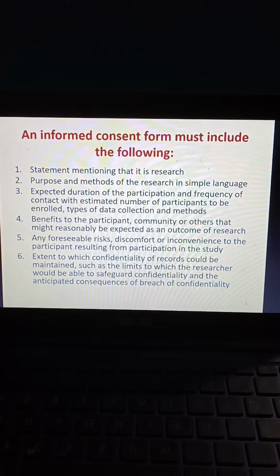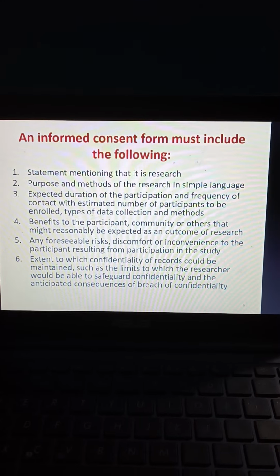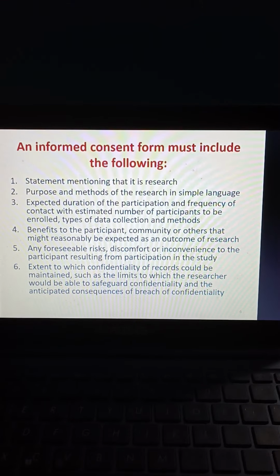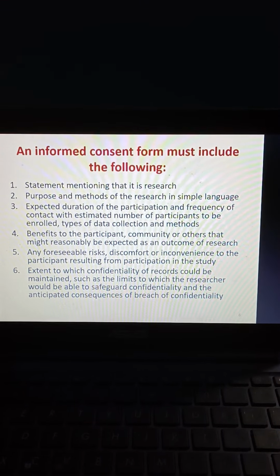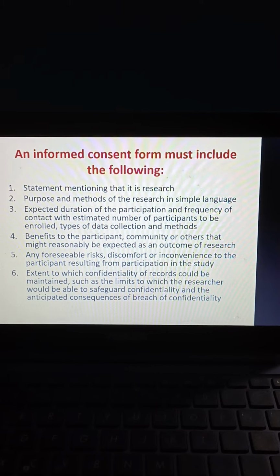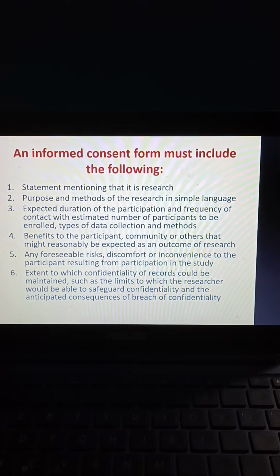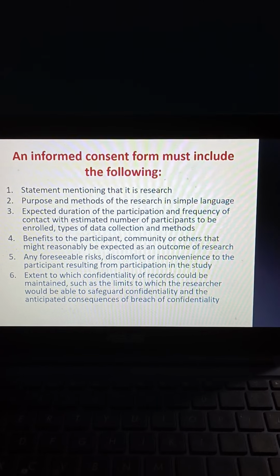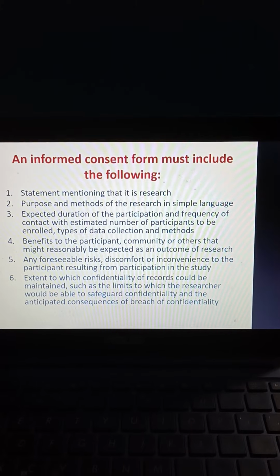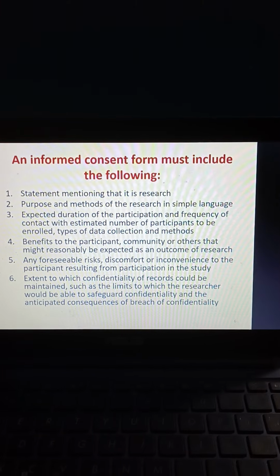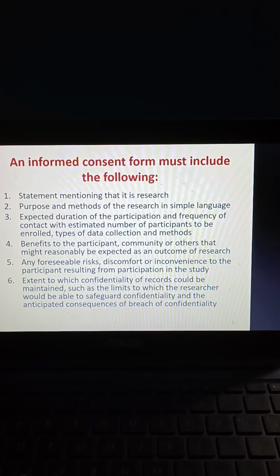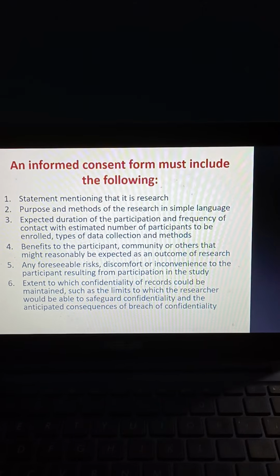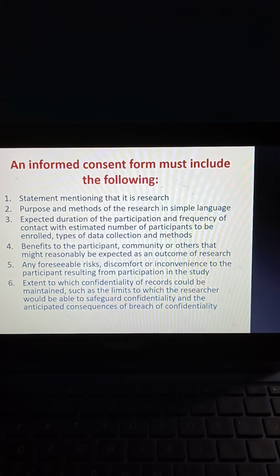An informed consent form must include the following: a statement mentioning that it is research, the purpose and methods of the research in simple language, expected duration of the participation and frequency of contact with estimated number of participants to be enrolled, types of data collection and methods, benefits to the participant, community or others that might reasonably be expected as an outcome of research, any foreseeable risks, discomfort or inconvenience to the participant resulting from participation in the study, extent to which confidentiality of records could be maintained, such as the limits to which the researcher would be able to safeguard confidentiality and the anticipated consequences of breach of confidentiality.